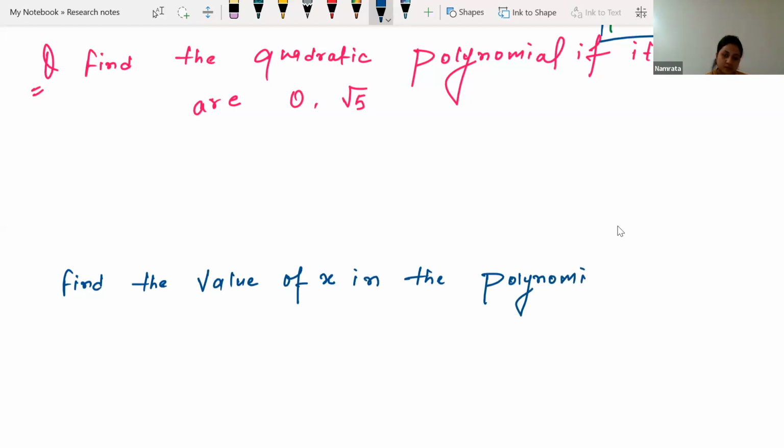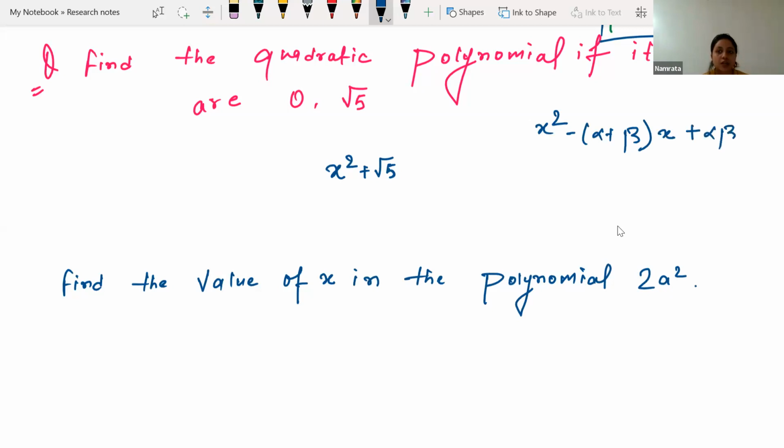The polynomial will be x square plus root 5. That's it. What's the formula to construct the polynomial when we have its roots? x square minus (alpha plus beta) x plus alpha beta. Perfect. Yeah, this is how we can frame the polynomial.